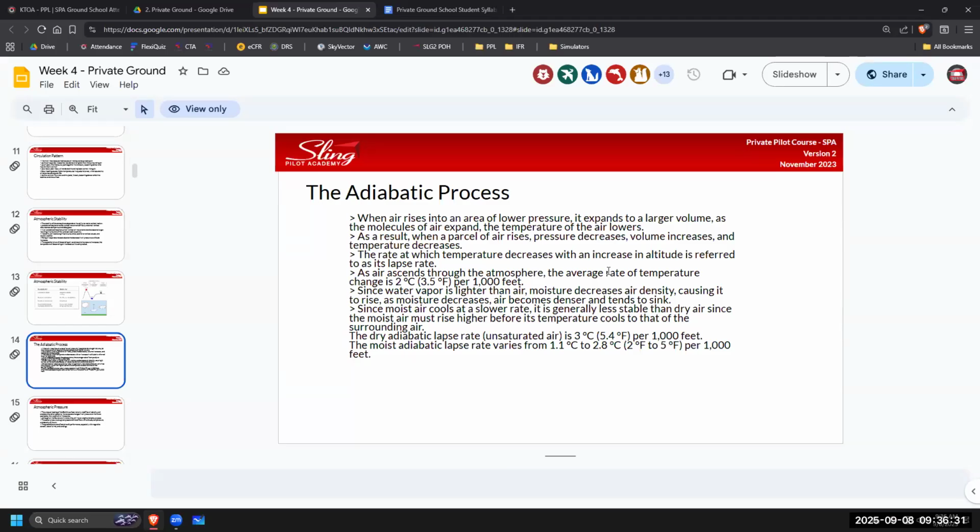We already talked about the top, about the rate at which temperature decreases with an increase in altitude is called its lapse rate. So its standard lapse rate is 2 degrees Celsius per 1,000 feet, but it changes. We also have a dry and a moist lapse rate because water vapor is lighter than air and thus decreases air density, causing it to rise.